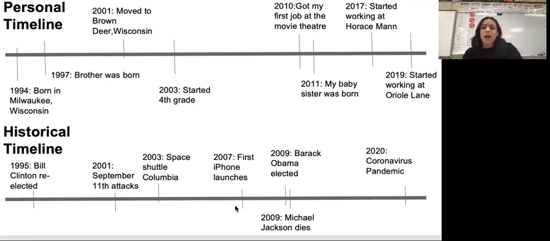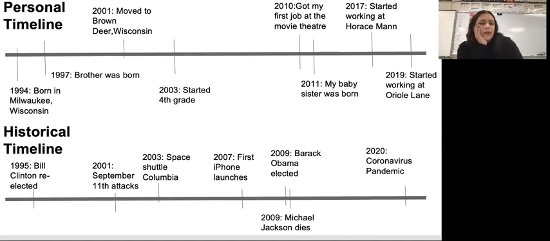Right. Then we have Barack Obama being elected. We have the year Michael Jackson passed away. And even more recently, that coronavirus pandemic. I think that's going to be a huge event in all of our timelines, on how things changed for us and how history impacted our personal timeline and sometimes impacted the way that we make decisions and do things in life. So you later are going to make your own personal historical timeline and check in on what was going on during my lifetime. Can I think of how that maybe changed things?